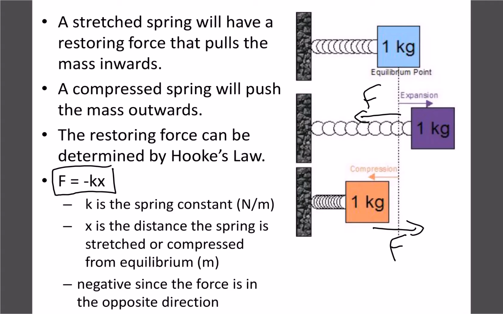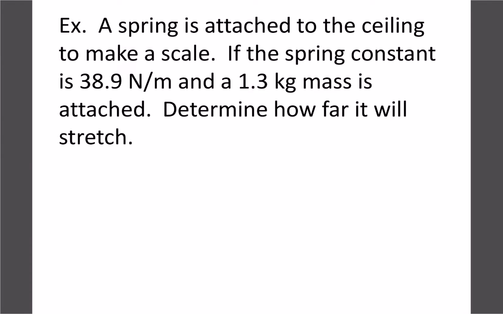So in this case, if I compress this spring from equilibrium 5 centimeters, we would put 0.05 in our formula. It has to be in meters. And the negative sign in the formula just basically means that the force is pulling it in the opposite direction. So if we stretch it to the right, the force is going to pull it back to the left. Or if we compress it to the left, the force is going to extend it to the right. So let's use this formula just to see.